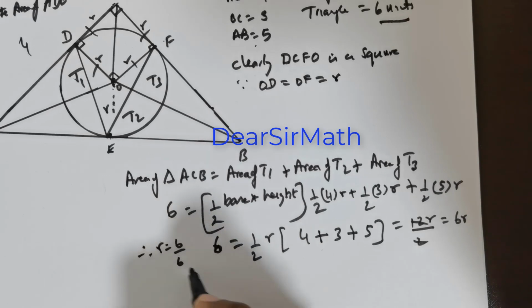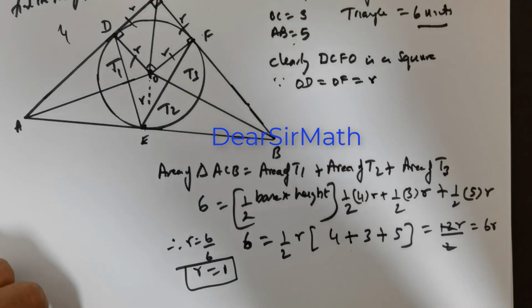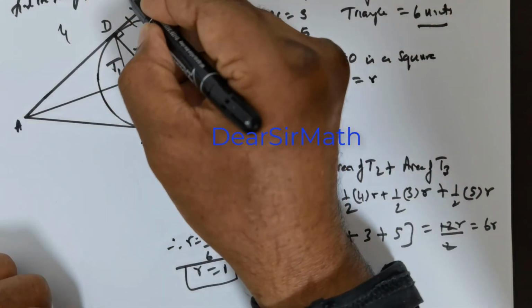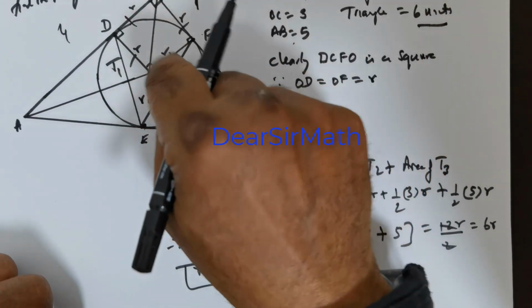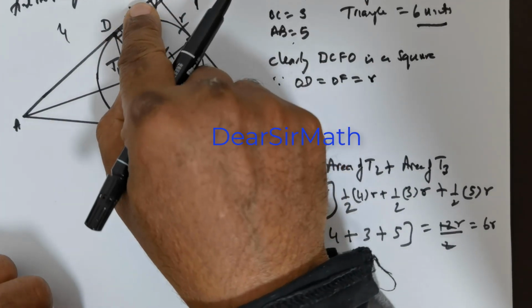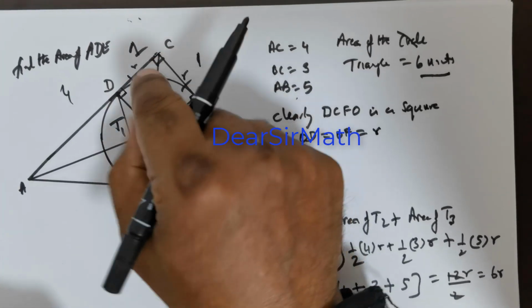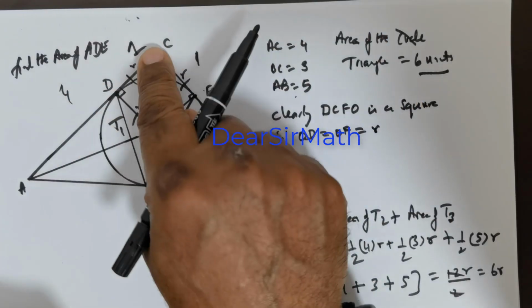Therefore R is equal to 6 divided by 6, which is equal to 1. R is equal to 1 unit. Right? Okay, so R is equal to 1 unit here, and 1 unit here, 1 unit here, 1 unit here. Now this entire length is 4 units. So if this is 1 unit, as I mentioned to you, this entire length is 4 units.